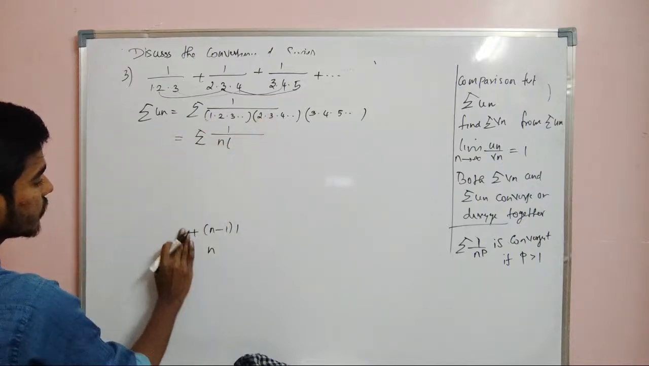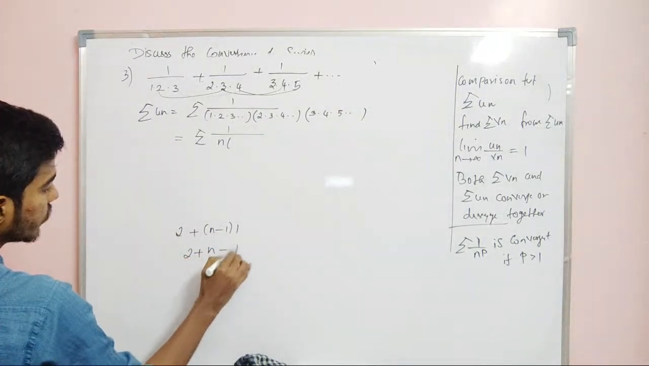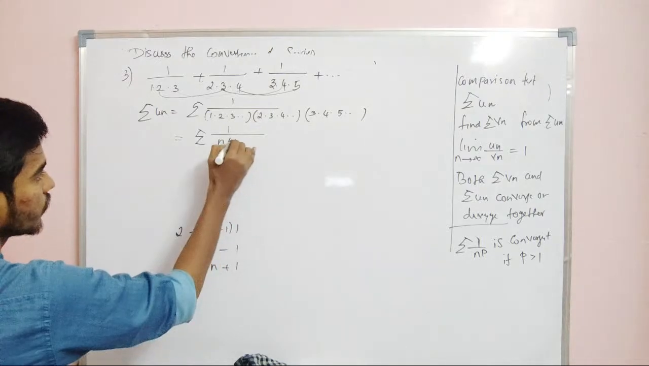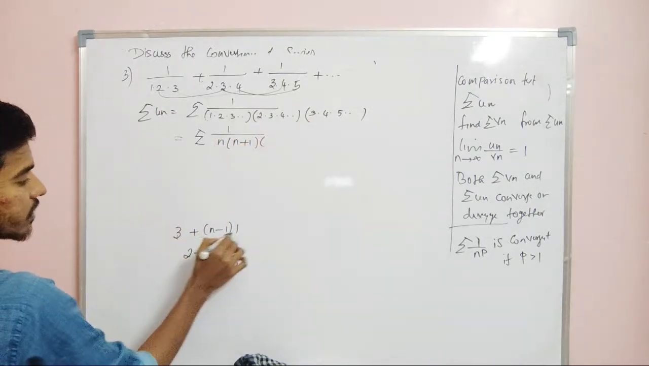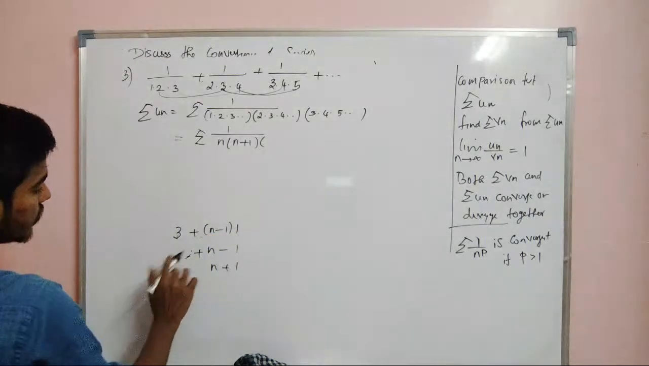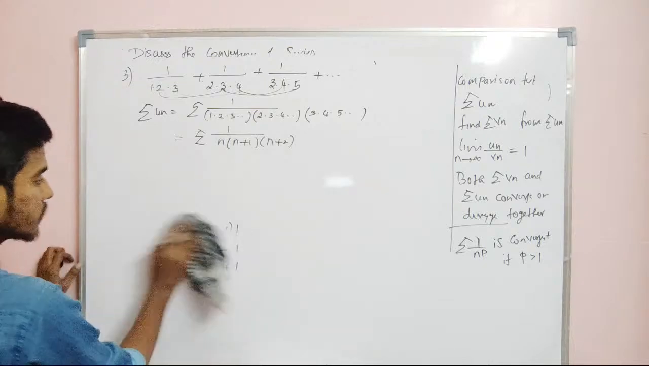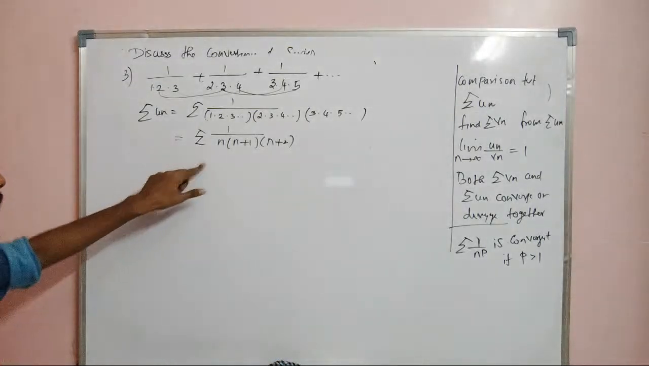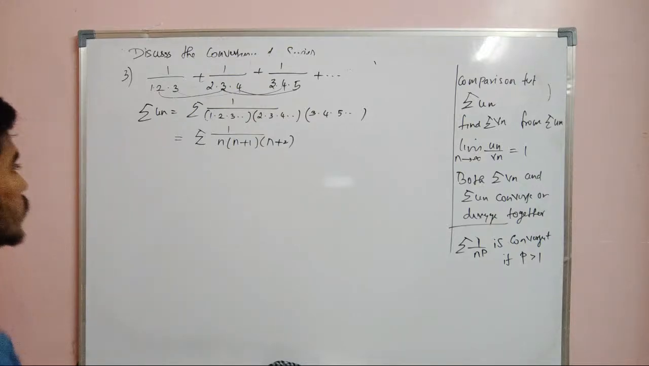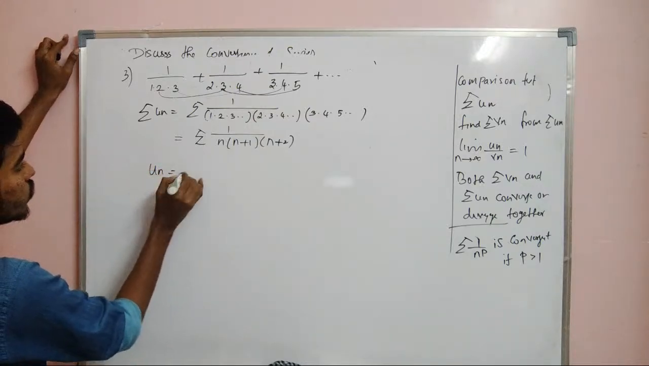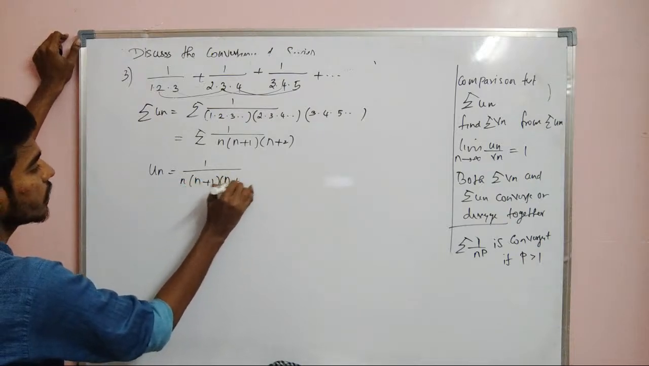And here the first term is 2, the common difference is 1. So 2 plus n minus 1, which is n plus 1. And here the first term is 3, so a plus n minus 1 d will be 3 plus n minus 1, which is n plus 2. So this is our summation un. If n is equal to 1, we will get the first term. If n is equal to 2, we will get the second term, and so on. Now what is un here? So un is 1 by n into n plus 1 into n plus 2.